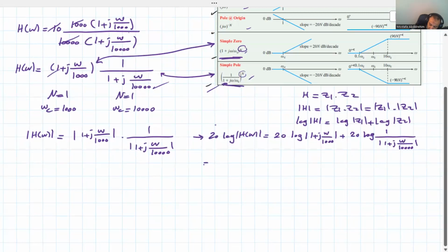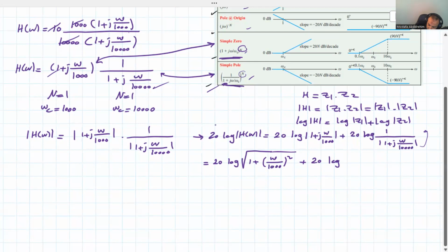Okay, I'm gonna simplify it more. So 20 log the magnitude of 1 plus j omega over 1000 is the square root of 1 squared, which is 1 of course, plus omega divided by 1000, and all of that is squared, plus 20 log. Yeah, here you can bring that to the numerator with minus 1.